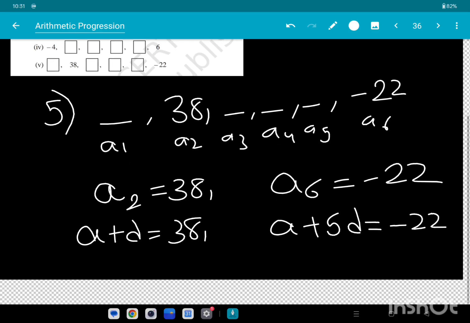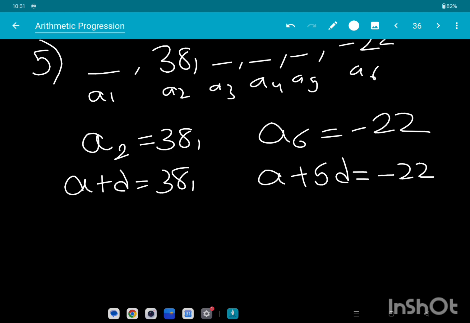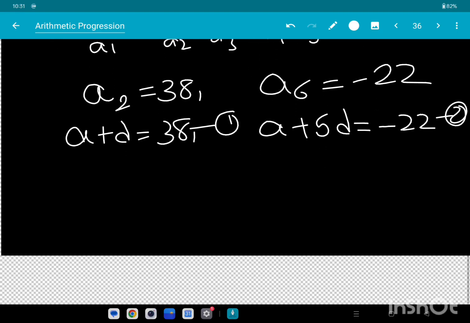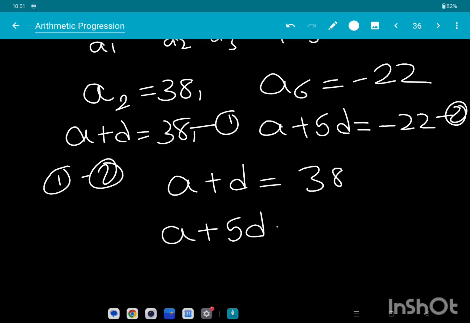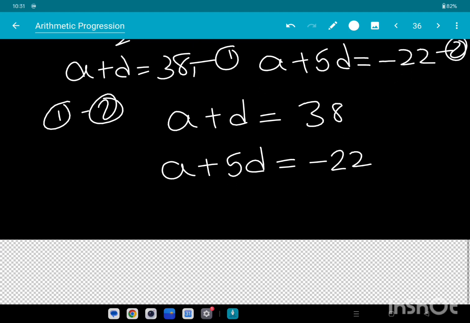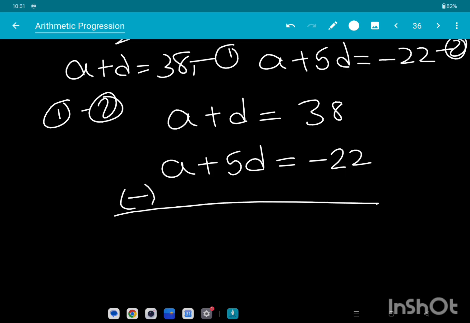If you want to find A and D, then I can solve these equations, right? Let's say it is equation 1, equation 2. Now if I solve 1 and 2, then I'll get the A and D values. So the first one minus 2, which means A plus D is equal to 38, A plus 5D is equal to minus 22. Subtract means the signs will change. Minus, here it will be plus. These two are cancelled. Then here I got minus 4D is equal to plus.